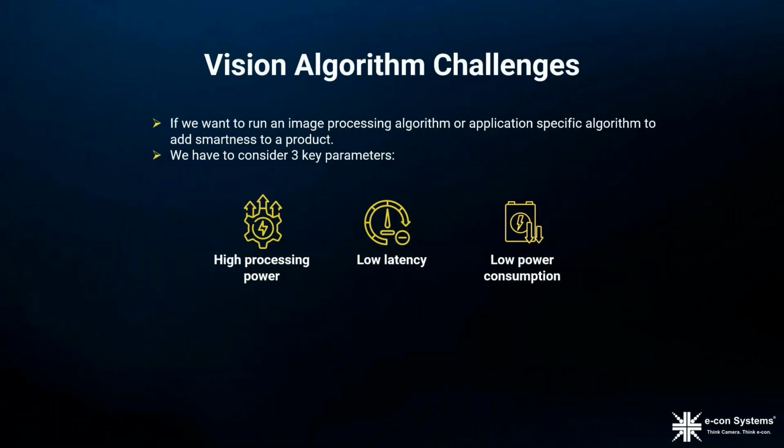As we have seen multiple options for connectivity, the next thing in the embedded vision product is executing an algorithm. If we want to run an image signal processing algorithm or application-specific algorithm to add smartness to the product, we must consider three key parameters.